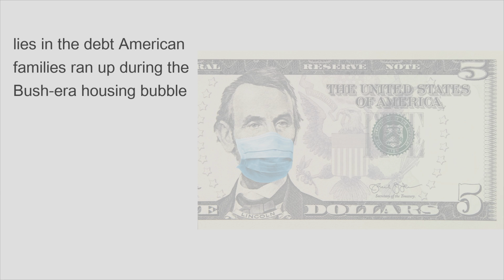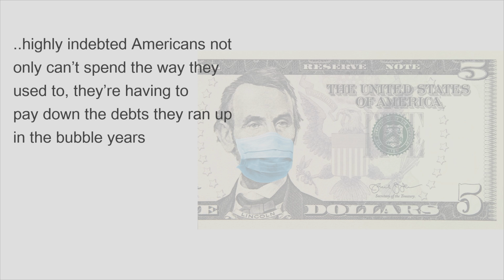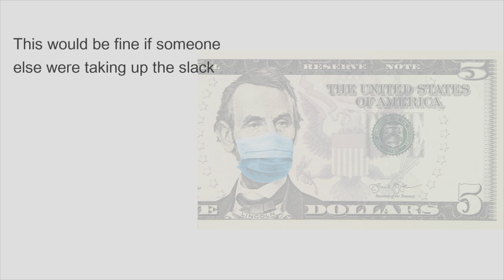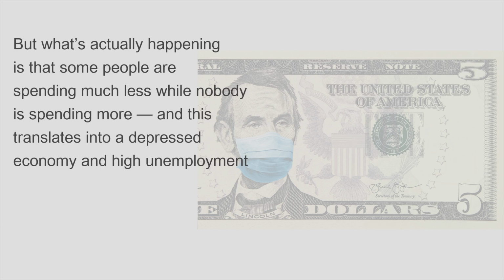Lies in the debt American families ran up during the Bush-era housing bubble. Highly indebted Americans not only can't spend the way they used to, they're having to pay down the debts they ran up in the bubble years. This would be fine if someone else were taking up the slack. But what's actually happening is that some people are spending much less while nobody is spending more, and this translates into a depressed economy and high unemployment.